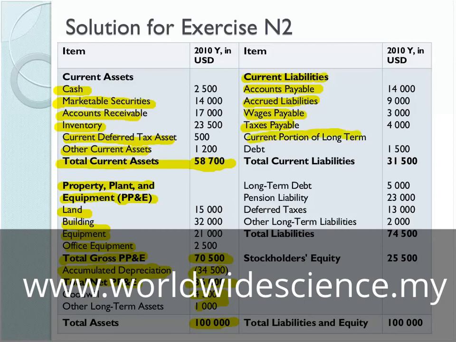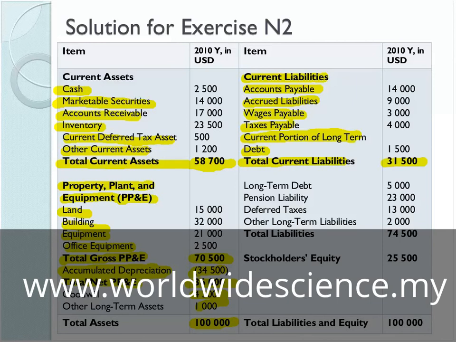The current portion of long-term debt is, for example, if we have some long-term loans, but we divided it into small portions to pay. And when we pay one part of these long-term debts, we must show them in the current liabilities. And here the total current liabilities would be 31,500, right? So then we must show our long-term liabilities.